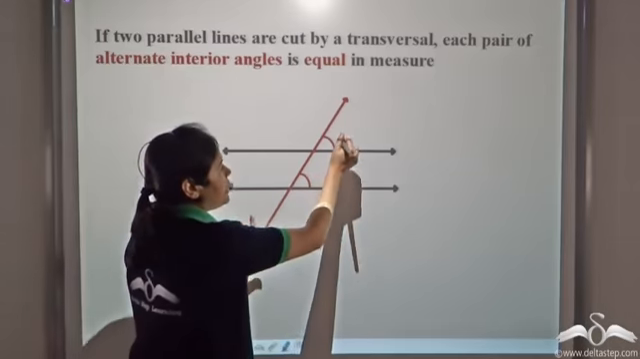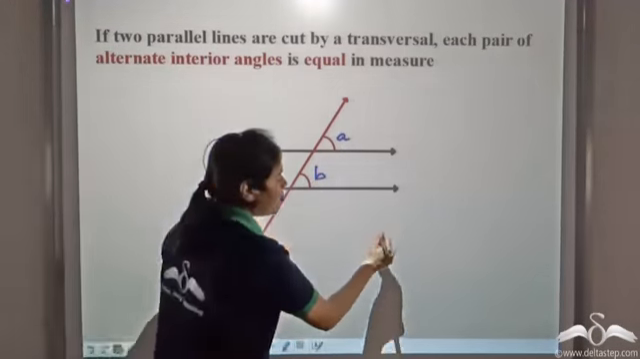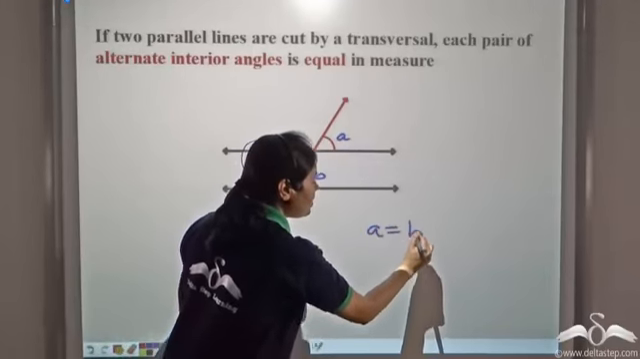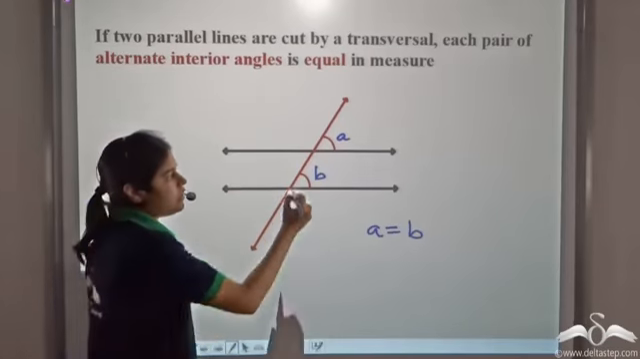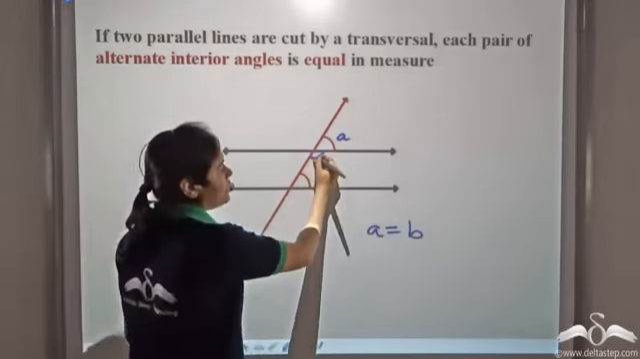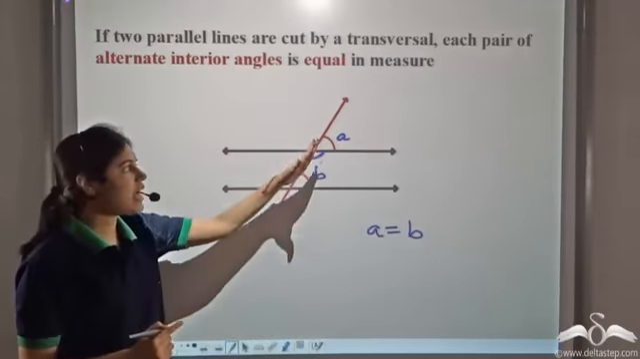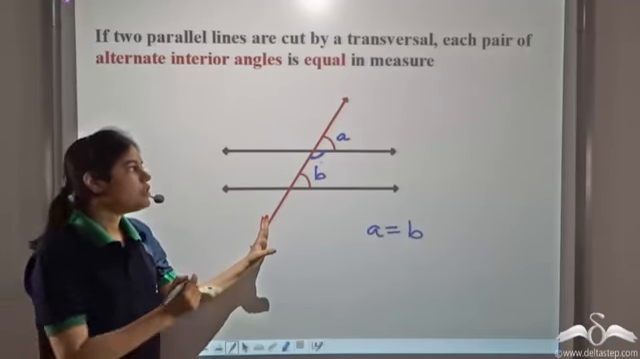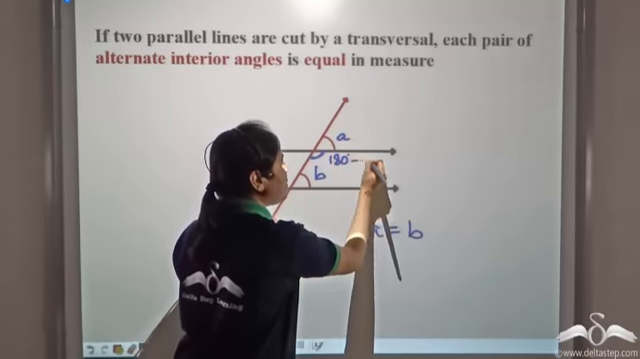So let me call this angle A and angle B. Angle A is equal to angle B because these two are corresponding angles. Now look at this angle. This angle and angle A form a linear pair of angles because they lie on a straight line. So I can say that this angle is 180 degrees minus A.